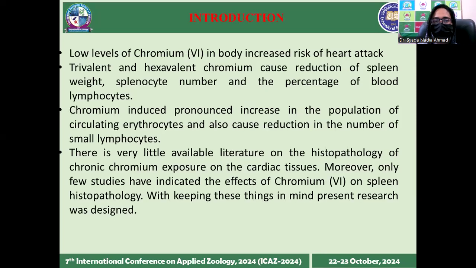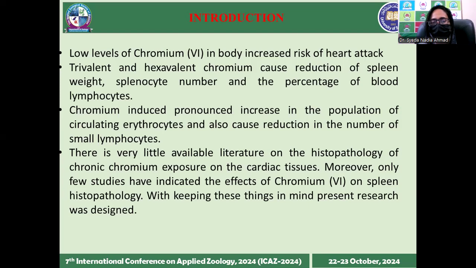And as you already know, chromium in our body increases the risk of heart attack. Trivalent and hexavalent chromium cause a reduction of spleen weight, splenocyte number, and percentage of blood lymphocytes. Chromium induces a pronounced increase in the population of circulating RBCs or erythrocytes and also causes a reduction in the number of small lymphocytes. There is very little data available on the histopathology of chronic chromium exposure on the cardiac tissues.